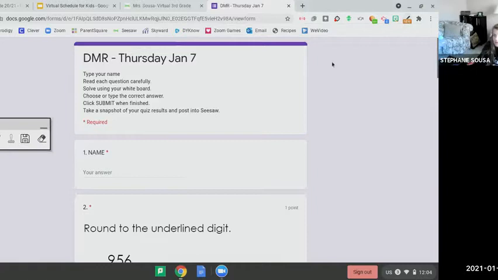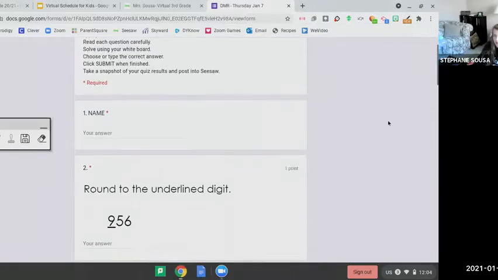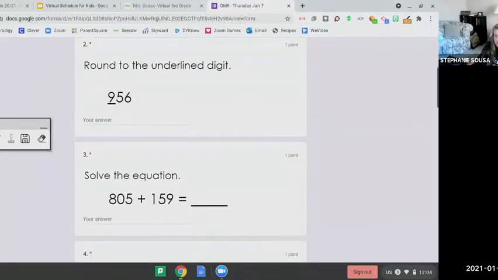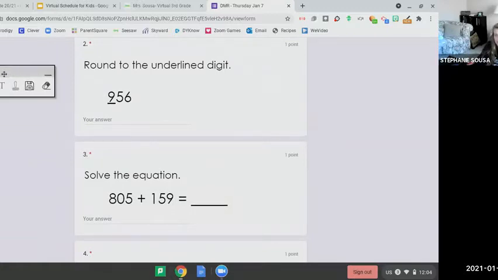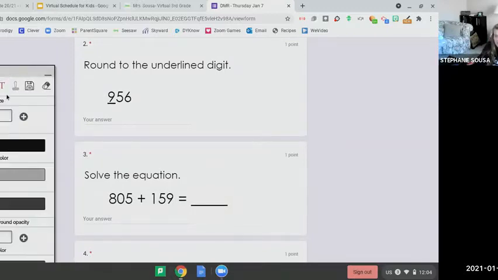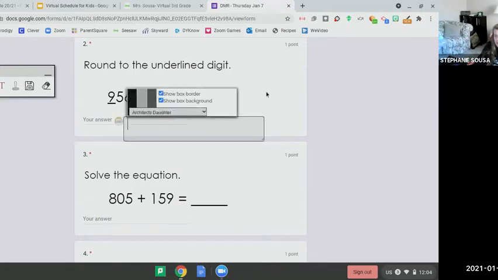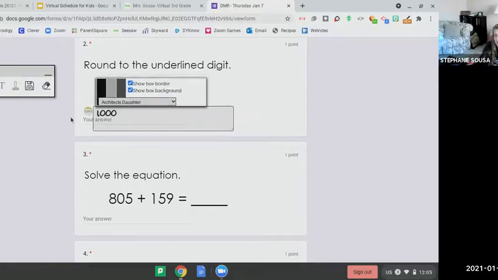All righty, first things first, your name. I'm not gonna write that because I know that you all know how to do that. Next up is round to the underlined digit. The hundreds place is underlined and there is a 5 in the tens place. That tells us that we move up or round forward to the next 100, which in this case happens to be 1,000, okay? Remember, when you are rounding to the hundreds, your answer should have a hundreds number.